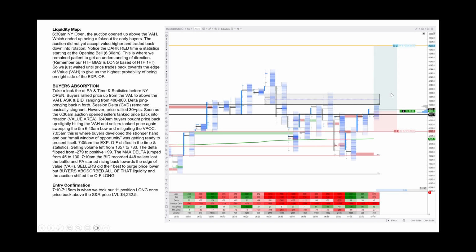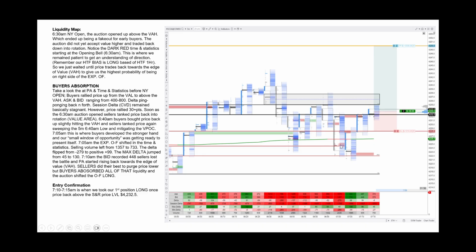As you can see, I have out this little zone because it was on a 1-minute time frame. This is a 1-minute time frame support and resistance zone. At 6:40, we push price back up. Sellers develop again, and we come in and sweep out this 6:40 a.m. low. As you can see right here, we push down, we sweep out this low, we push even lower in this candle, mitigating the volume point of control.